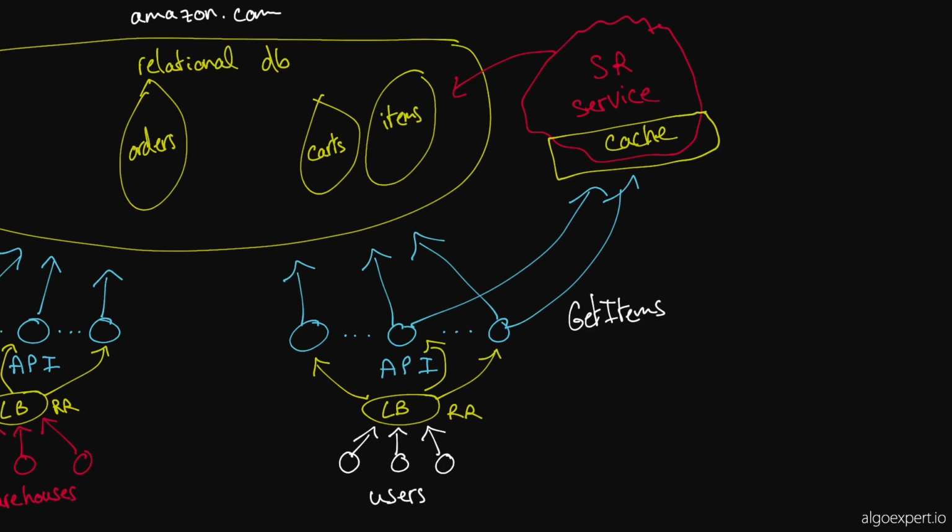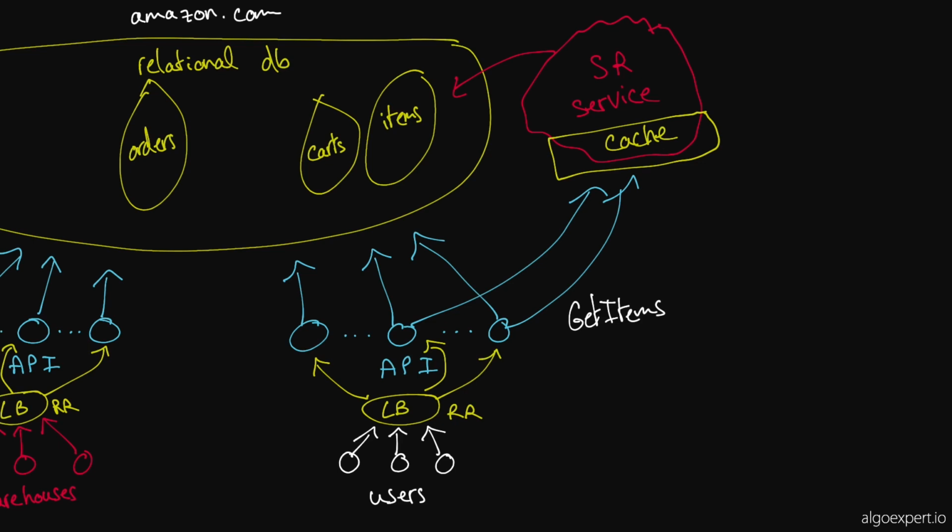The question is, do we want the stock of the items to be in this table? Like, do we want this items table to have the stock of each item? My guess tells me no, because this items table is going to be huge, and we're going to have to update the stock of items on every order probably, or maybe every checkout process.